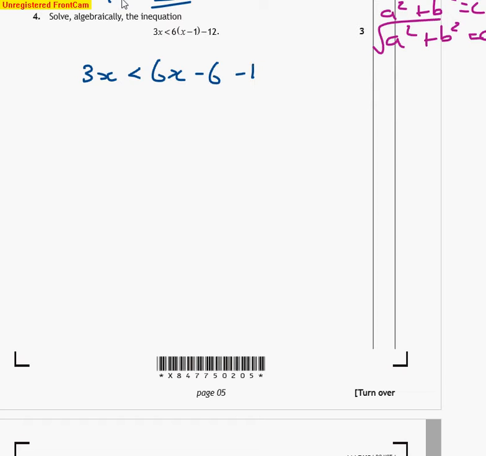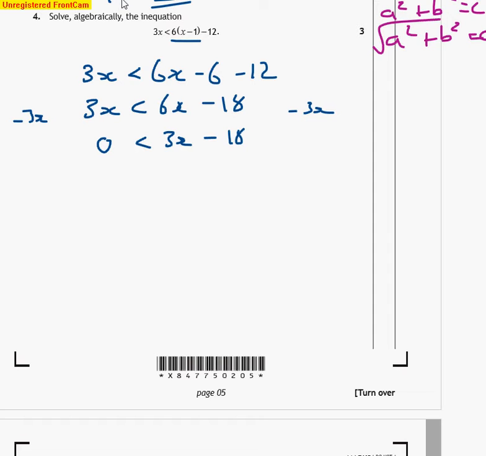Okay, so let's break that bracket out. So 6x minus 6 minus 12. We can then group these terms, can't we? So that's 3x is less than 6x minus 18. And I think I want to get the x's all onto one side. So what I'm going to do is take away 3x from this side, which means I'll have to take away 3x from this side. So I'm going to have 0 on this side, less than 3x minus 18. Okay, so that's me grouped all my terms.